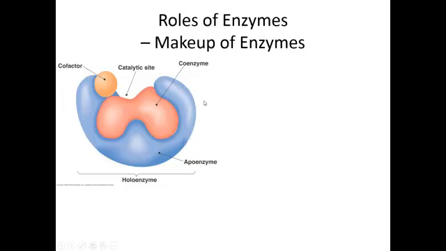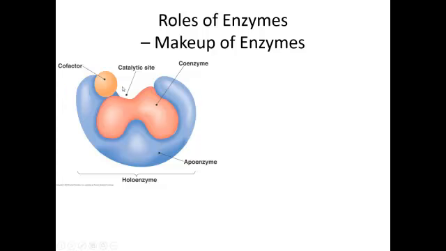Enzymes often come in sections. So the main part of the enzyme is what's called the apoenzyme, and it's made up of a protein, but it can't function as an enzyme because it's not complete. It needs to have cofactors.